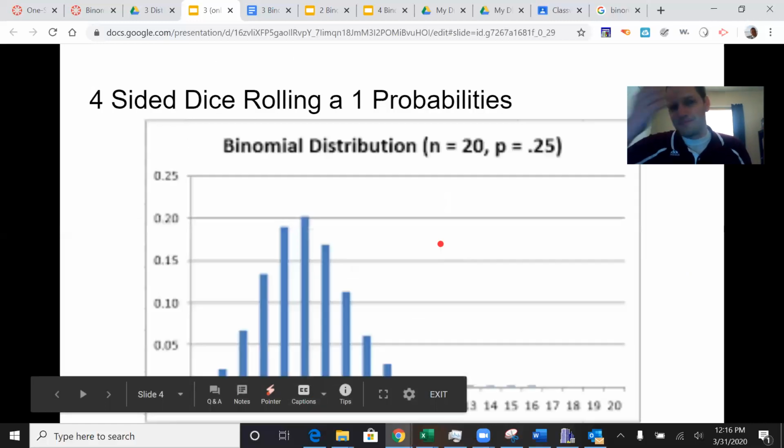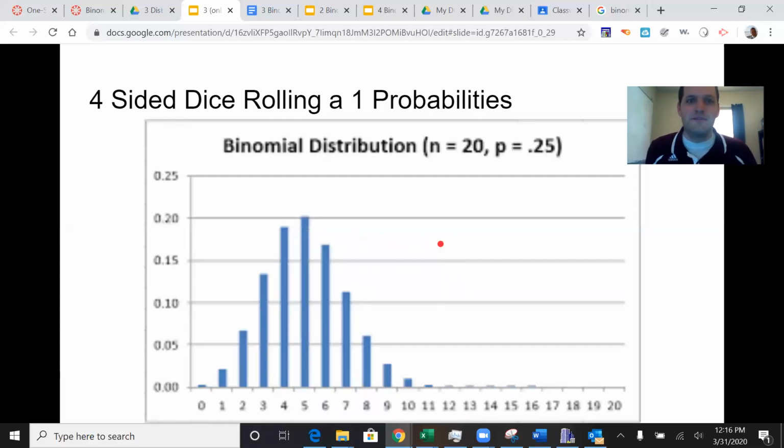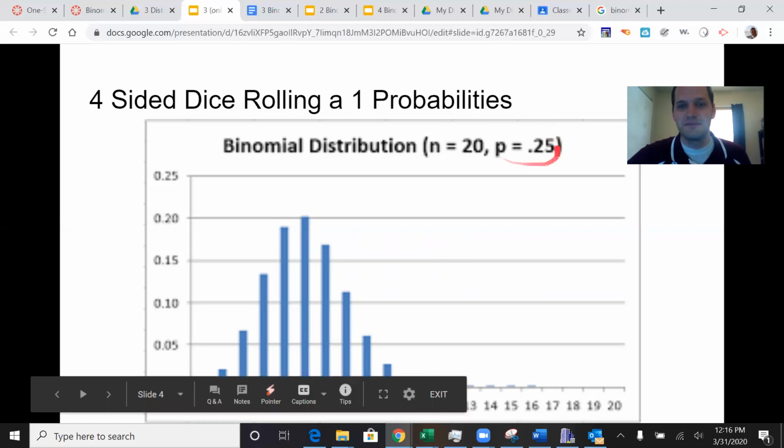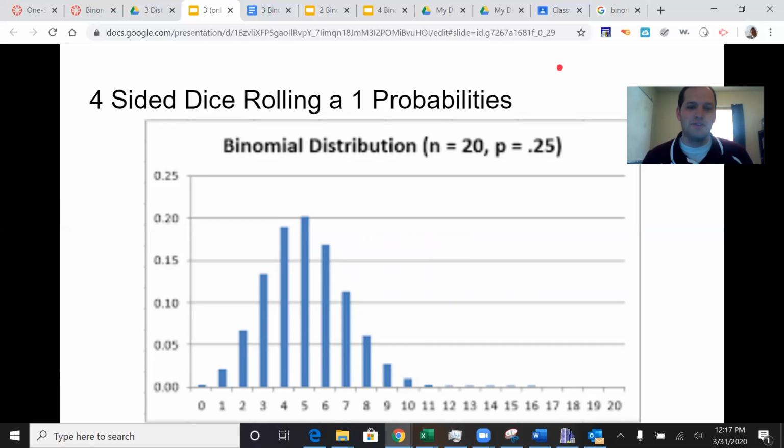Let's look at another one. Here we've got rolling a 4-sided dice, okay? Each side has a 25% probability of getting picked, where N, we have 20 rolls. And as we're looking at this, what would the most likely outcome be if we're trying to get a 1? Well, if there's a 25% chance of getting a 1, we roll it 20 times, that means that we're probably going to get somewhere around 5. And sure enough, 5 is the most likely outcome.